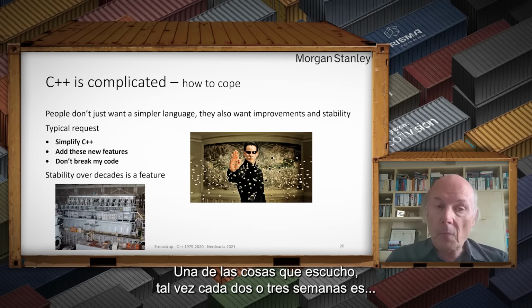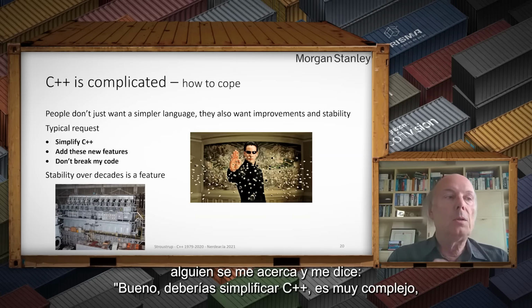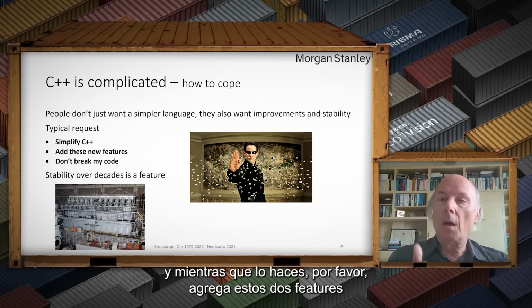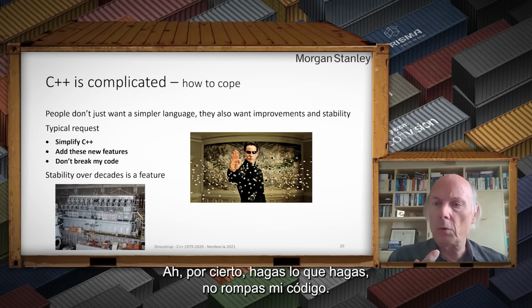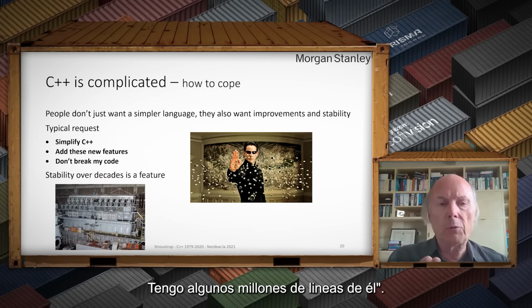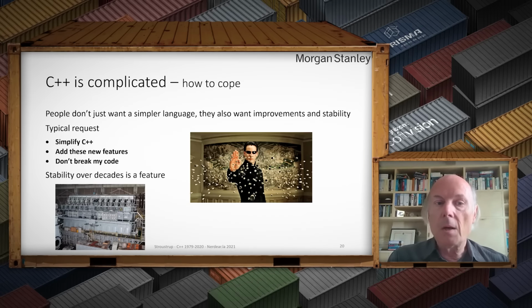And so one of the things I hear maybe every 2 weeks or so is somebody comes up to me and says, well, you must simplify C++. It's too complex. And while you're at it, please add these 2 new features. They're absolutely essential. You must add those features. Oh yeah, and whatever you do, don't break my code. I've got a few million lines of it. This, of course, is impossible.